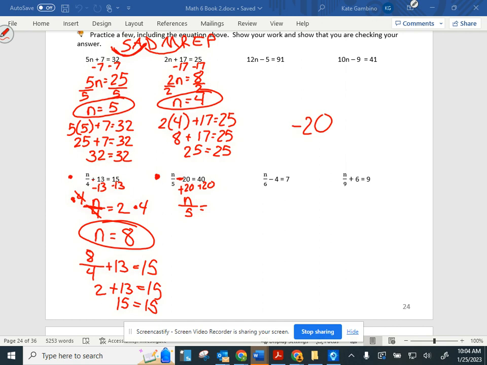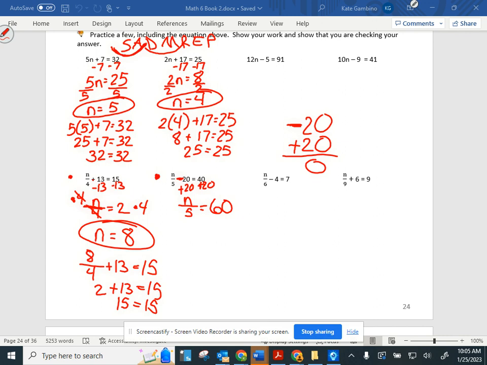Subtracting 20 is the same thing as negative 20. So what I have here is minus 20 plus 20. Minus 20 plus 20 gives me my 0. Does that make sense? Yeah. So I'm left with just n over 5, and 40 plus 20 is 60.